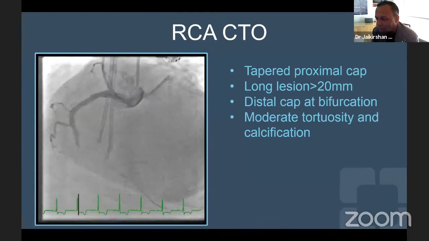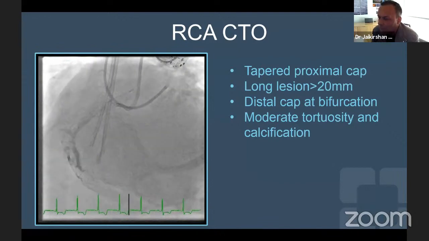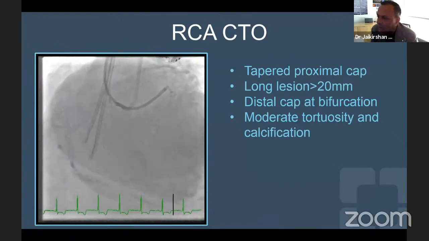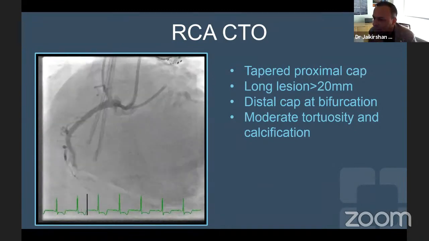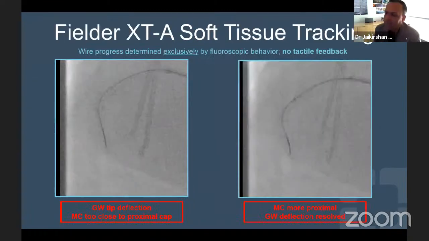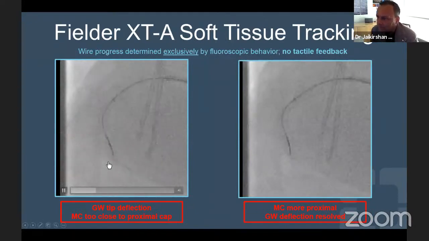So this is an artery that typically we would not be too enthusiastic about antegrade wire escalation, but this is part of our paper, so I'm going to show you these cases that we did for the study. On the left panel is a Fielder XTA, and you can see how it's buckling here, and this is what I tell the fellows.